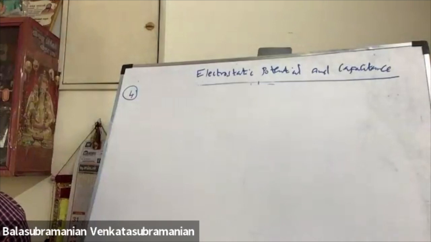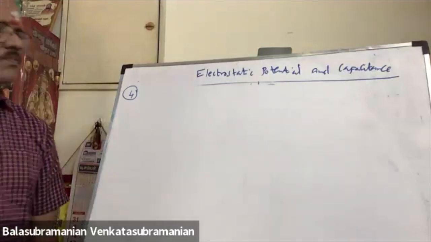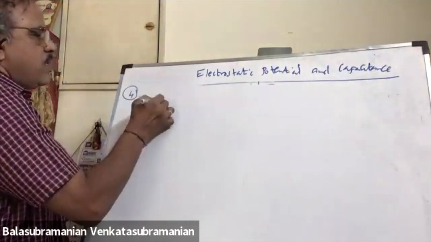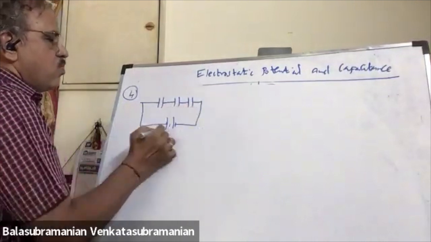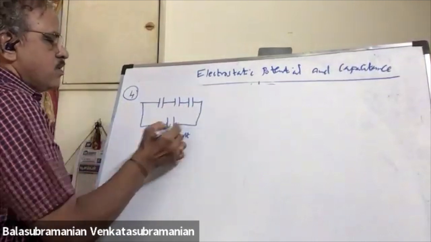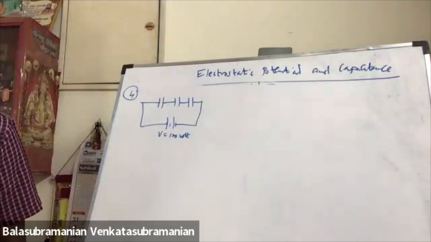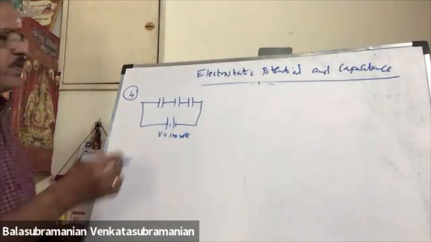3 capacitors, each of capacitance 9 picofarad, are connected in series. What is the total capacitance of the combination? What is the potential difference across each capacitor when the combination is connected to 120 volt supply? Three capacitors connected to 120 volts. Value of each capacitance will be 9 picofarad.